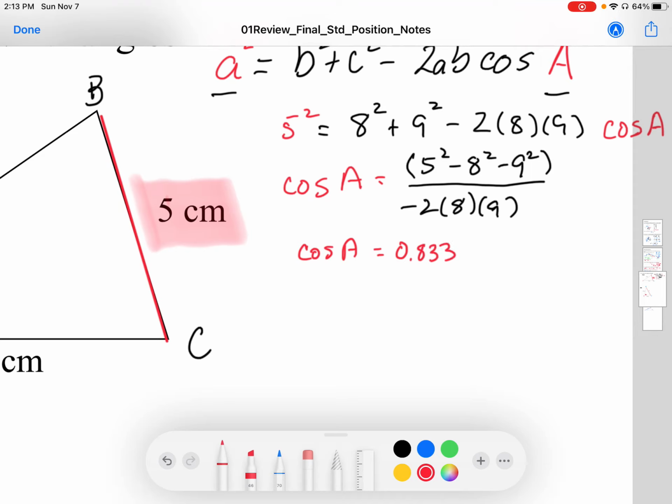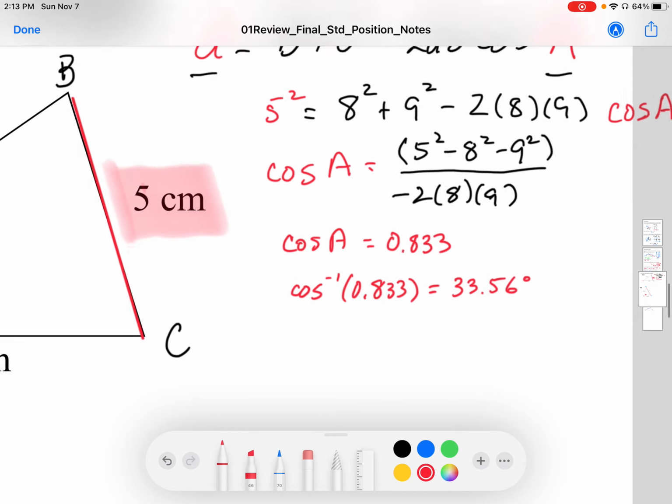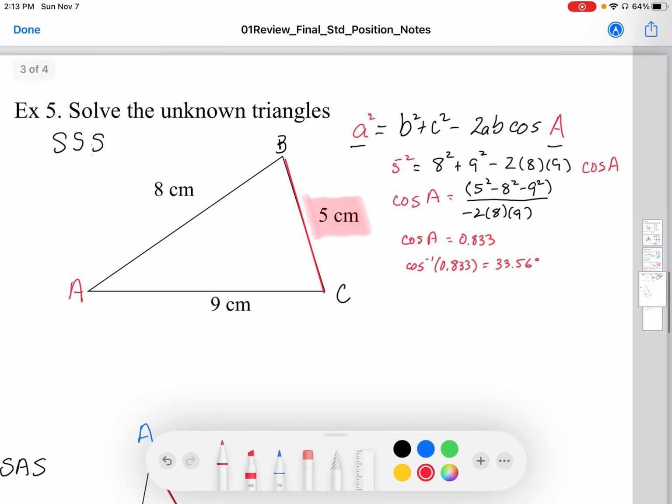0.833. And then when we undo the cosine, so I'm going to put in the 0.833. I'm going to get an angle of 33.56. So I'm going to get 33.56 as my angle. Okay, so once I find that angle, I'm just going to put that into my diagram. 33.56.